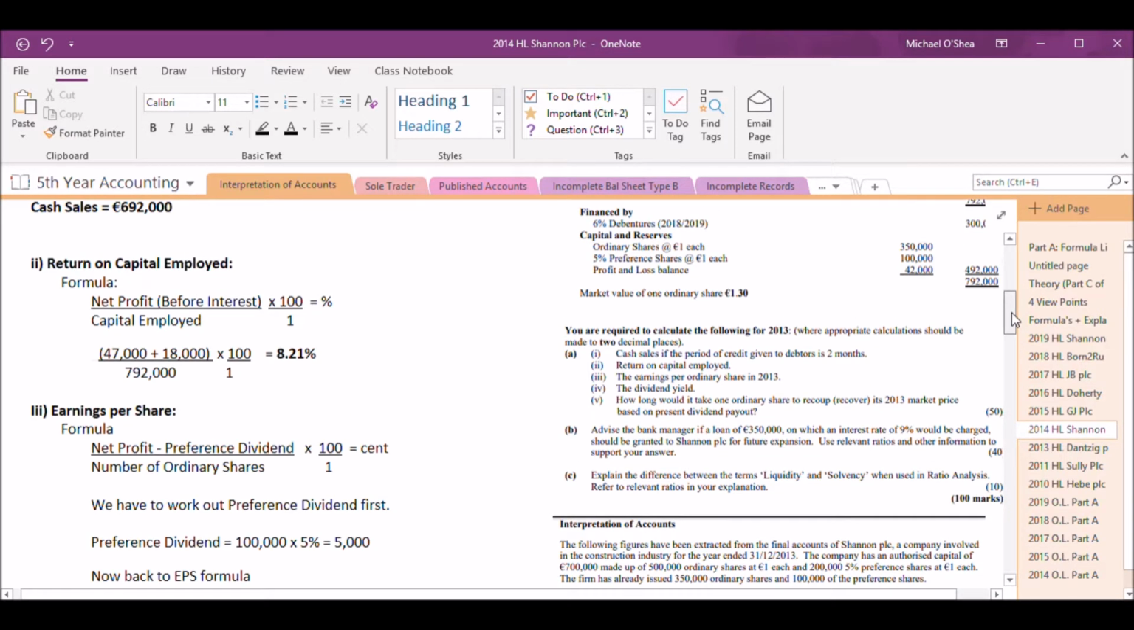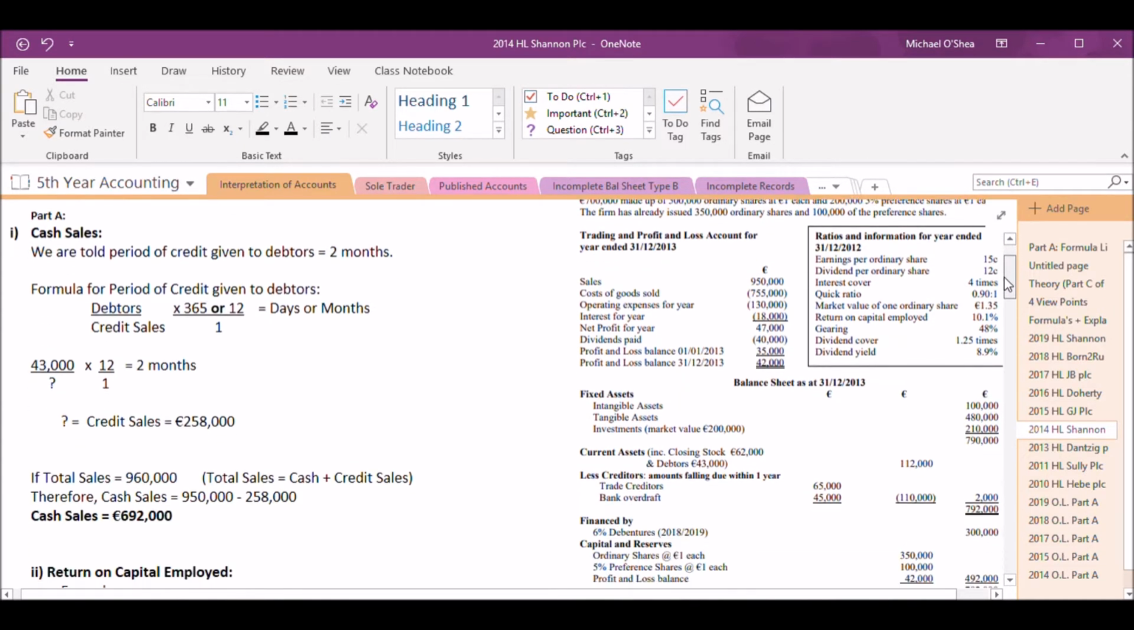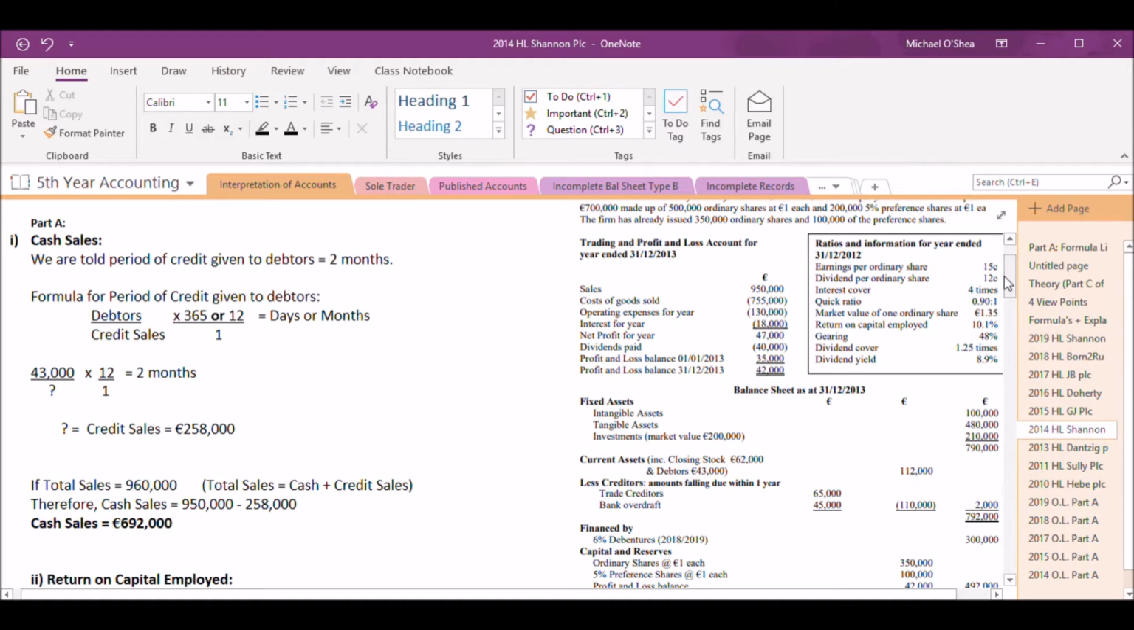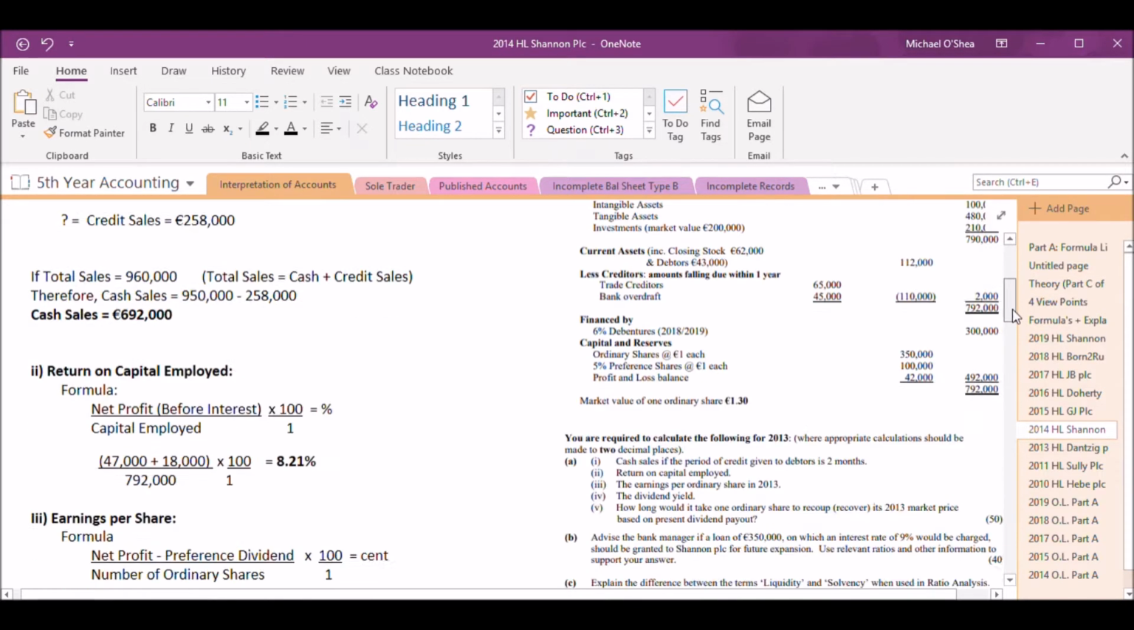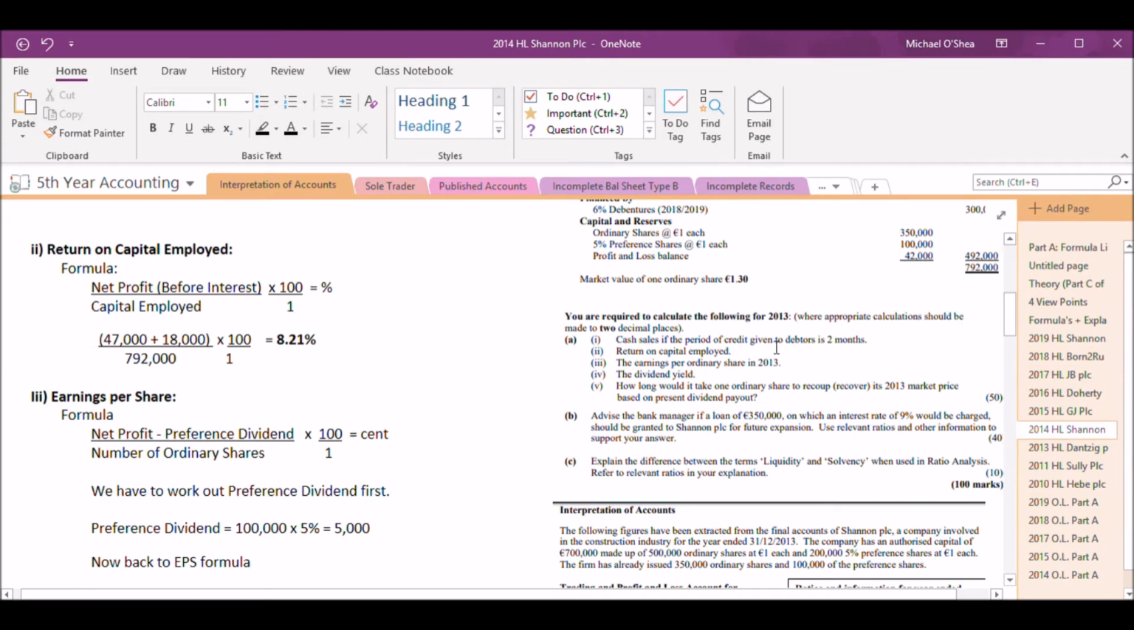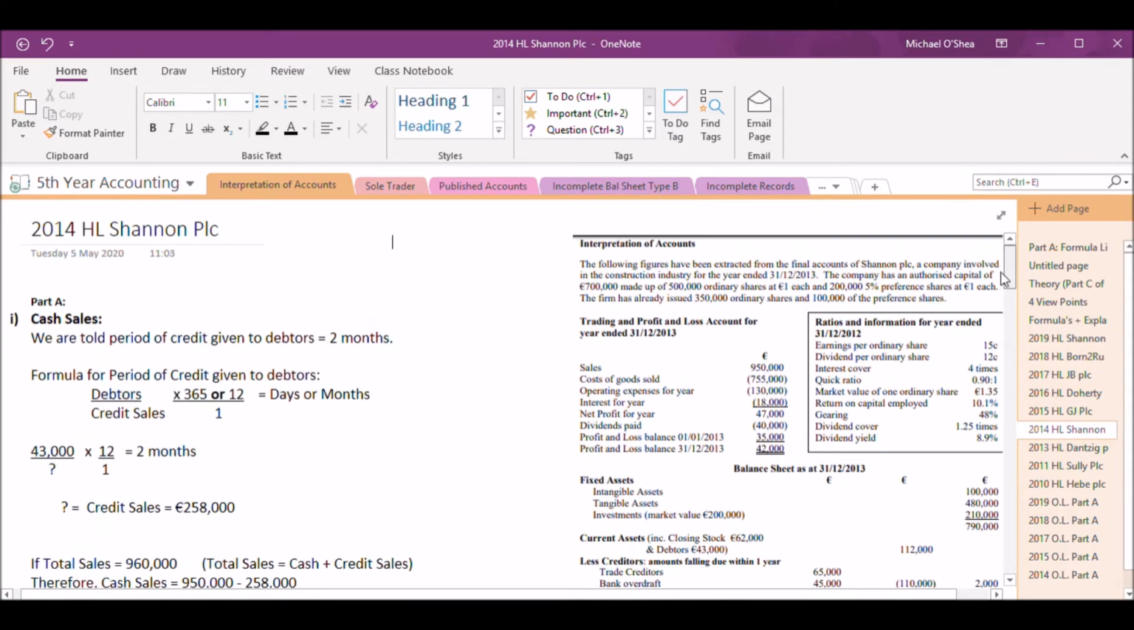Five things in part A. Cash sales if the period of credit given to debtors is 2 months. Well, I can't find out my cash sales specifically. There's no real formula for it. I just have my sales here. But I'm told the period of credit, the allowance to debtors, which we know is a formula, debtors over credit sales. I'm going to use 12. Why am I using 12? Because the figure they gave us is 2 months. The period of credit given to debtors is 2 months. So I'm obviously going to multiply this by 12.